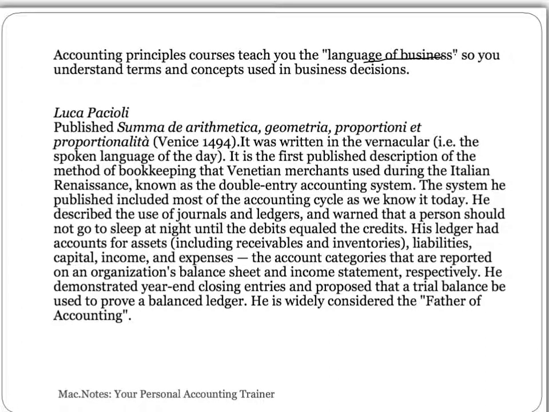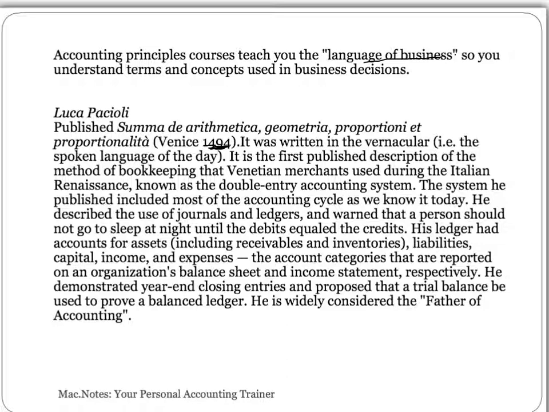First of all, the first accounting textbook ever published was published in 1494. And it was published in Venice, Italy, by a monk called Luca Pacioli. And he published the Summa di Arithmetica, Geometria, Proporzioni, and Proportionalita. And to my Italian friends, I apologize for my accent. However, you can see that the language was the language of that time. The vernacular was the spoken language of the day.